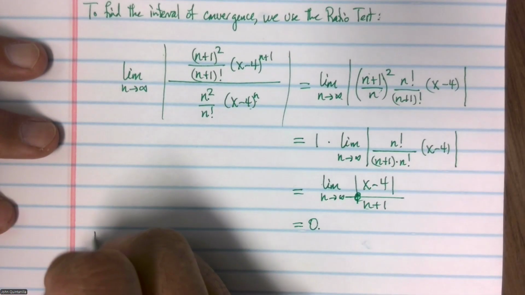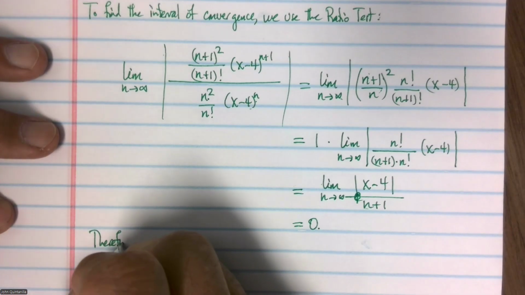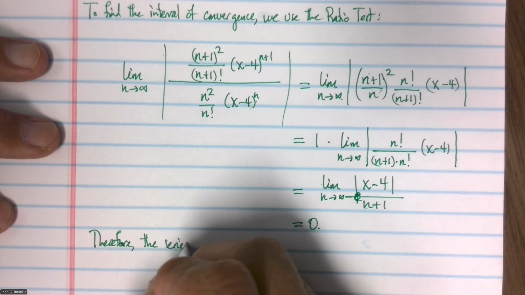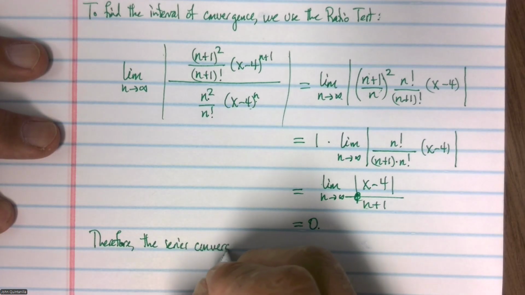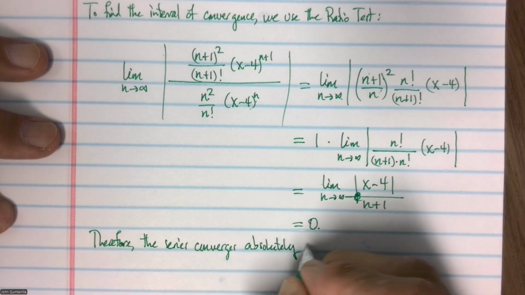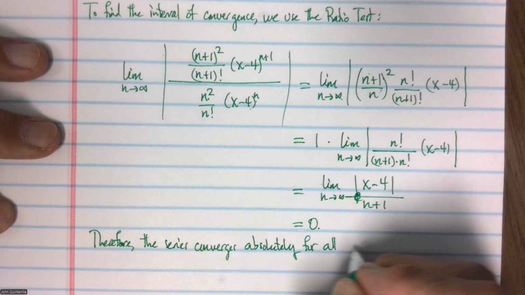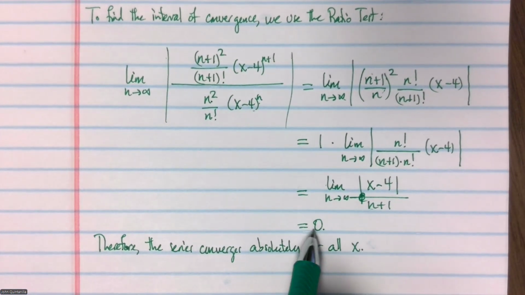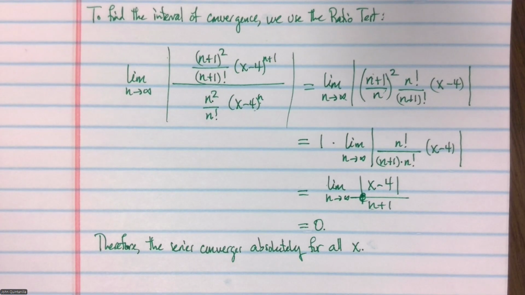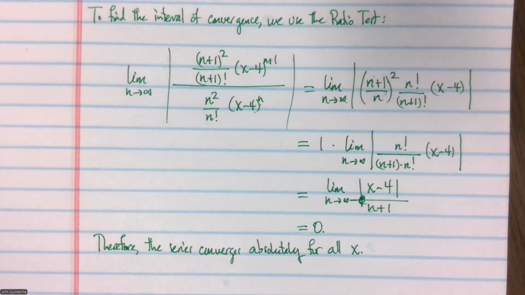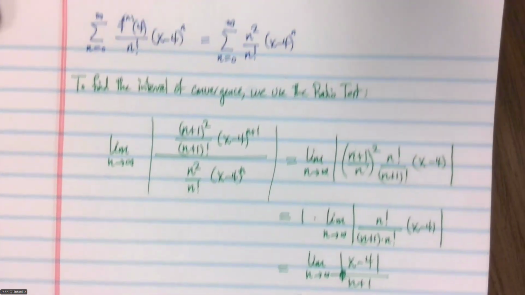And so therefore, the series converges absolutely for all x, for all real x. And so because we've determined that this limit is always less than 1, no matter what the value of x is. Okay, so that's the solution of the problem.